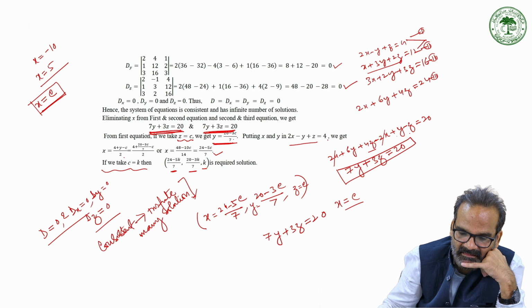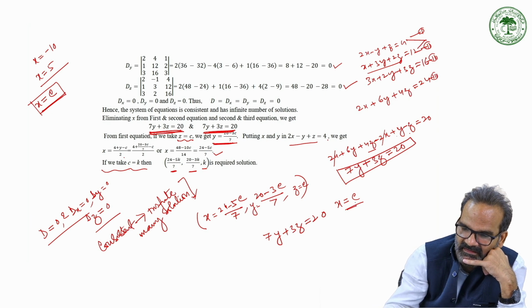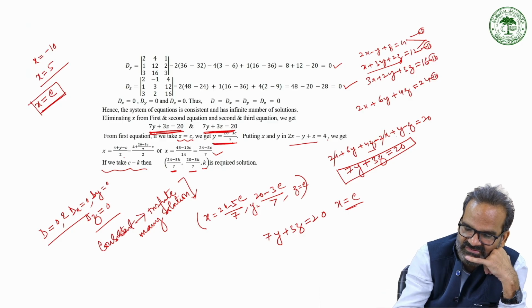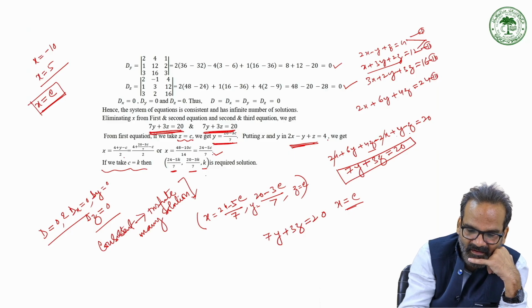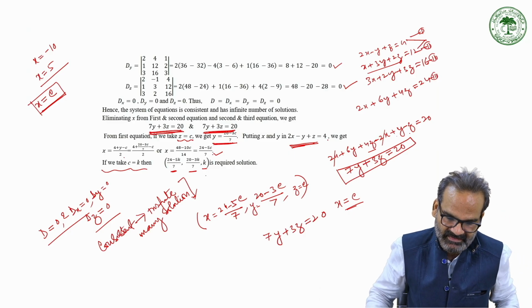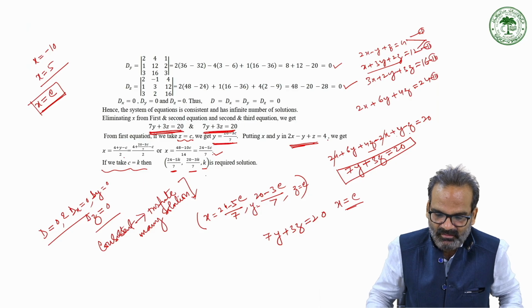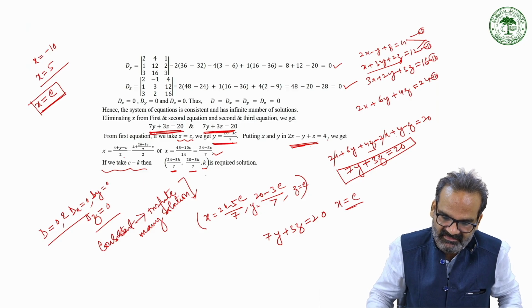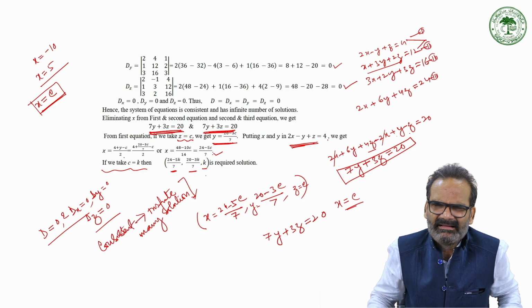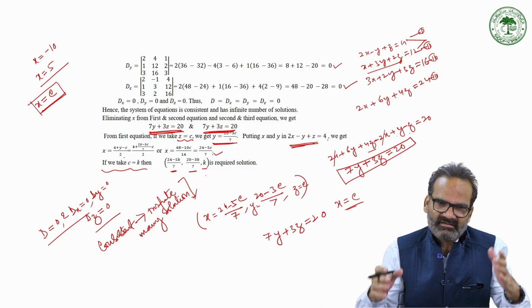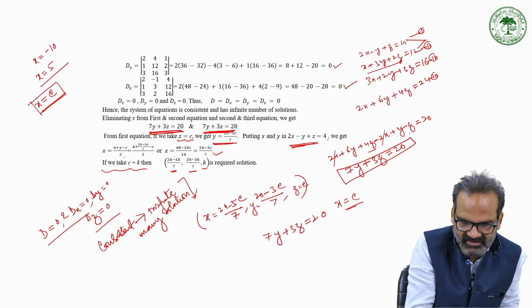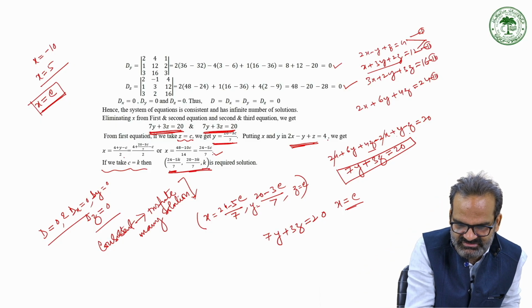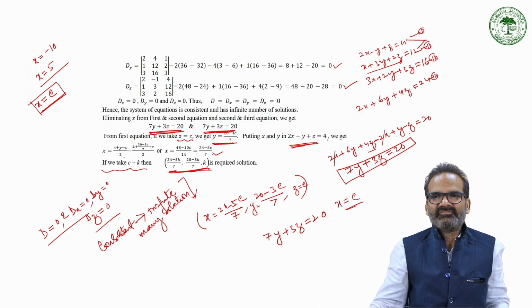3c upon 7. Now putting the values of y and z in equation number 1, we get x as this. So x is coming out to be simply (24 minus 5c) upon 7, y is coming out to be (20 minus 3c) upon 7, and z is coming out to be c. In place of a constant c, you can also take a constant k, as I have taken here, and this is a problem having infinitely many solutions.